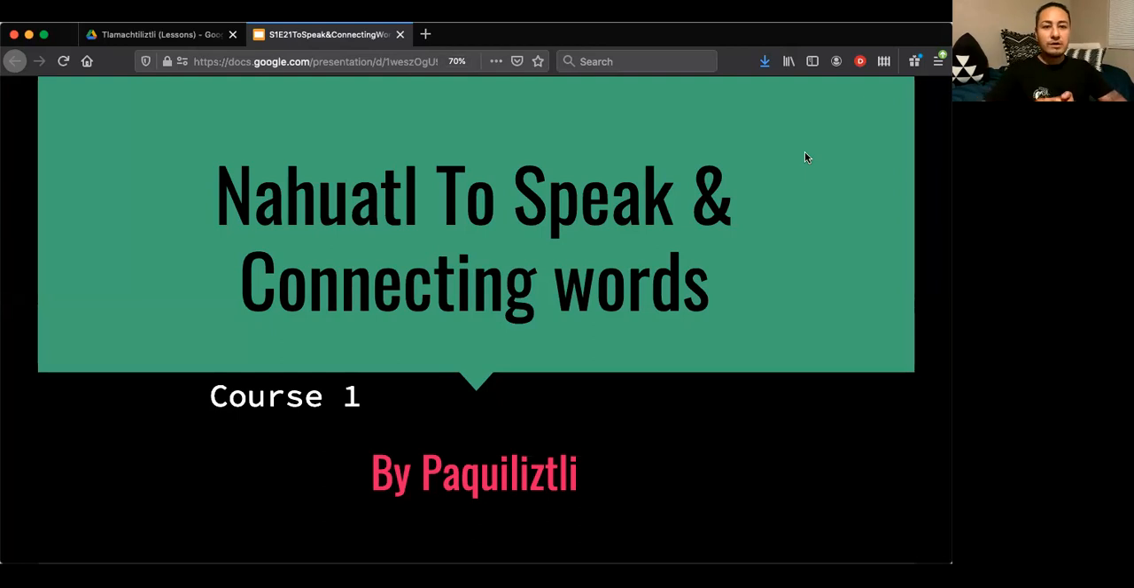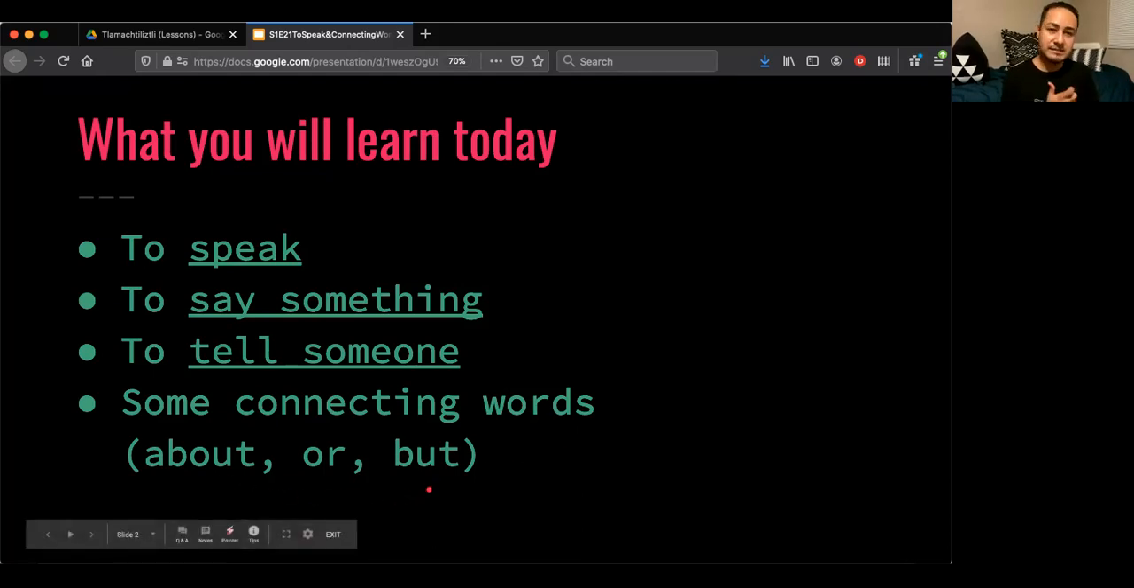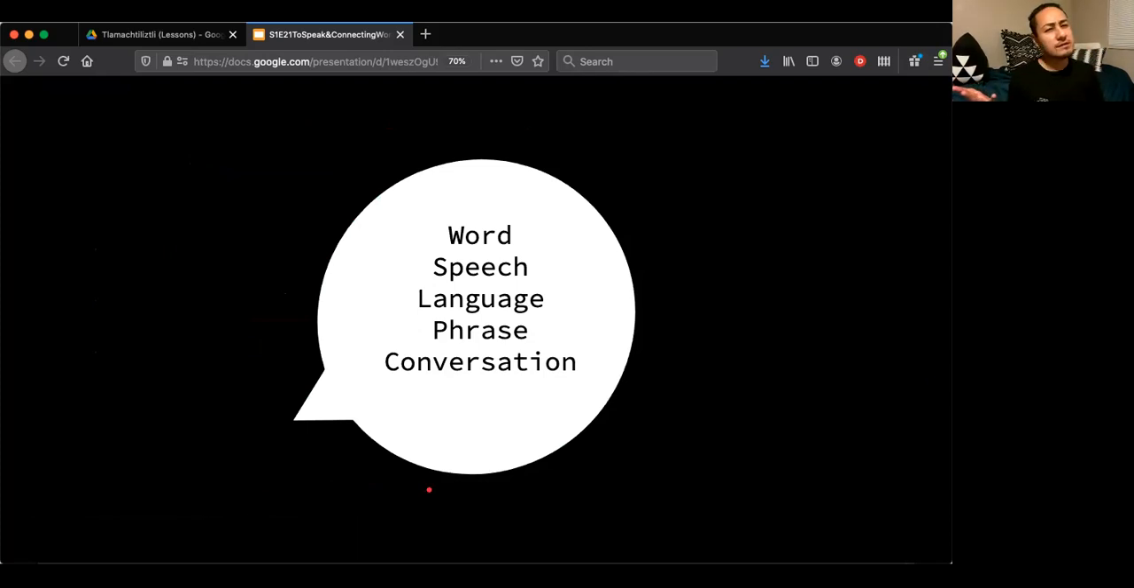So we're going to learn words that are related to speaking. And you'll see it's a little bit complicated, but I'm going to try to keep it not too complicated because there are a lot of variety differences in Nahuatl in terms of how to say to speak. But I'm going to give you the 2 most common ones, at least for Huasteca Nahuatl. Okay, so we're going to learn to speak, to say something, to tell someone, and the words about, or, and but.